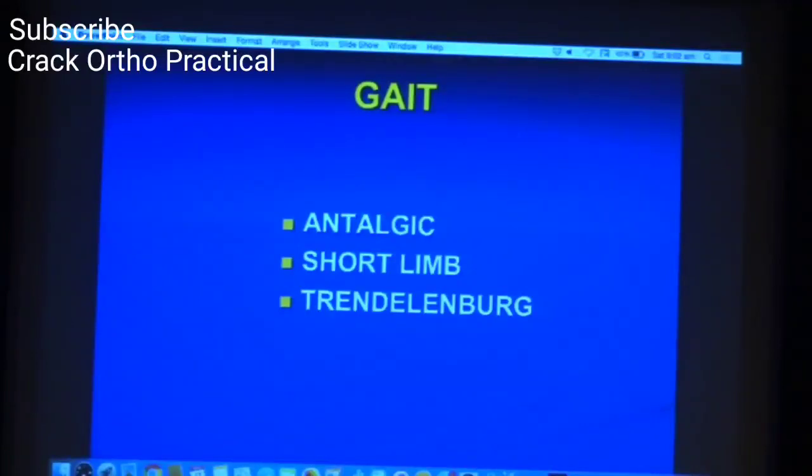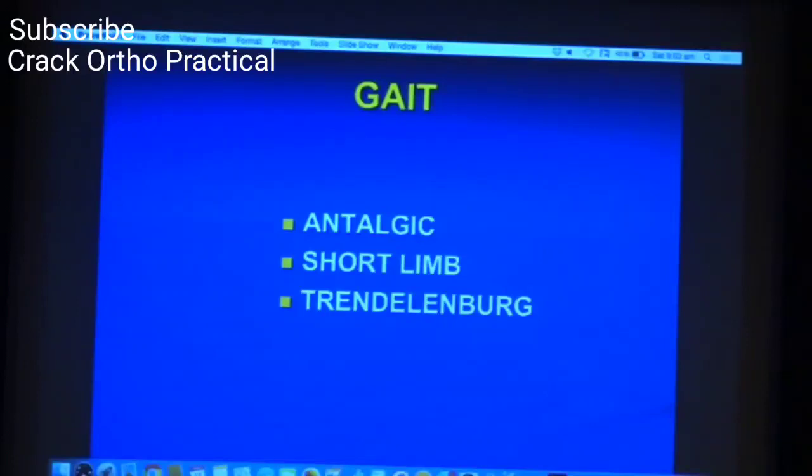So we start with the patient walking. The first thing that you notice is you have to classify the gait of this patient, and we all know that there are three types of pure gaits which can be seen in hip joint pathology: the antalgic, the short limb, and the Trendelenburg gait. But you must not go away with the idea that you have to classify them into these pure forms, because it is but natural to find patients who have a combination of these. Yesterday also we had a patient who had a combination of short limb with a Trendelenburg gait.